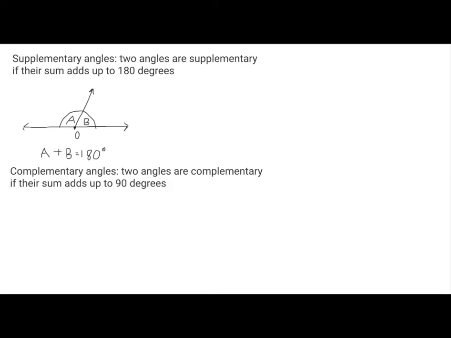So if, for example, we have a right angle here, and I'm going to be using the shorthand notation, but then we split this right angle like so, and this over here is angle A, and this over here is angle B, since A and B, if summed, add up to 90 degrees, they're complementary.